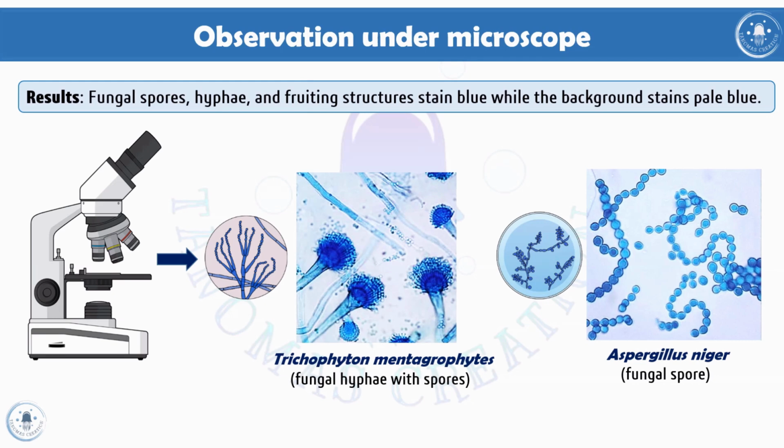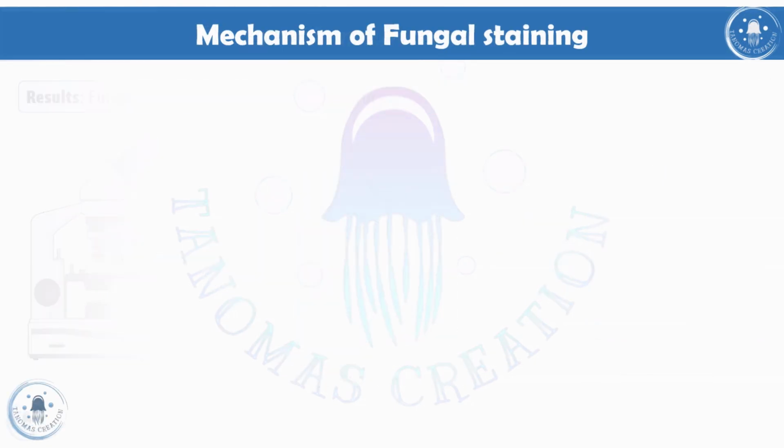Okay, so here the different types of fungus, you can see different structures visualized under the microscope where the fungal structures have taken up the dense blue color of the lactophenol cotton blue solution, whereas the background has taken the pale blue color. Now coming to the mechanism of the fungal staining. Okay, so what is actually making the fungus structure stain in such a dense blue color?